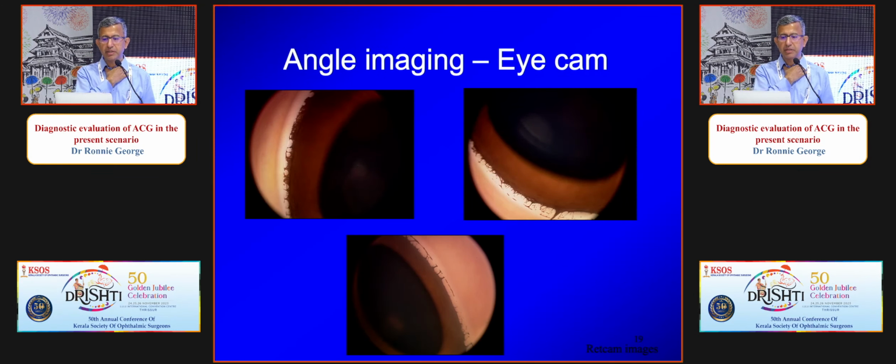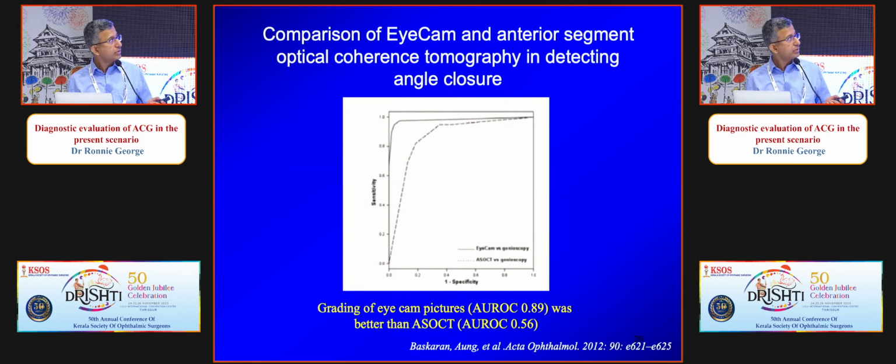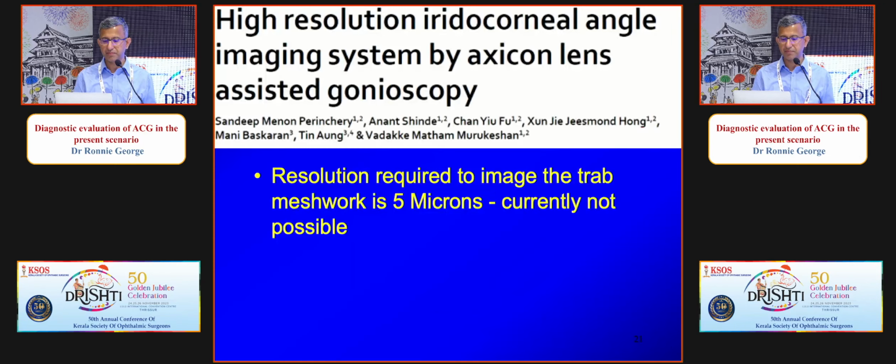The next thing that people came out with was the iCam. The iCam is basically a modification of the RetCam to take pictures of the angle. It's very nice in congenital glaucoma when you want to document what the angle looks like. In terms of angle closure, because you still have light issues, it can be a problem. When they looked at iCam and ASOCT, they found that it was marginally better than the ASOCT in detecting angle closure. That's mostly because the specificity was better, not so much because the sensitivity was better.